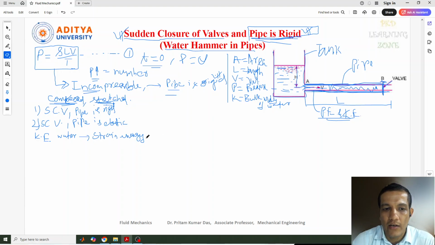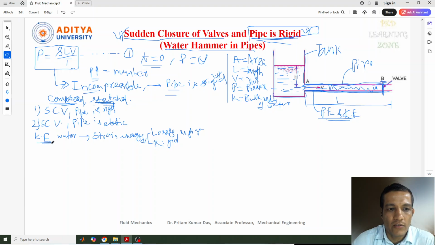And here two more assumptions need to be considered. As I told you, one is losses. You can say the major loss is negligible, or you can say the friction is negligible. And the second one is the pipe is rigid. These two points we need to consider here.